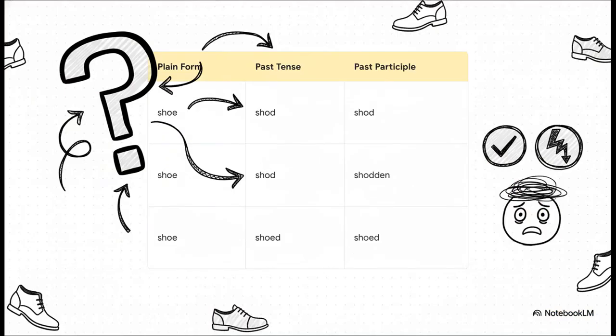Just look at this. This is where your brain might start to melt a little bit. The verb to shoe doesn't just have one past tense. It has three of them. You've got shod, shoden, and the one that looks normal, shued. So it's like it's a regular and an irregular verb all at the same time. How is that even possible?